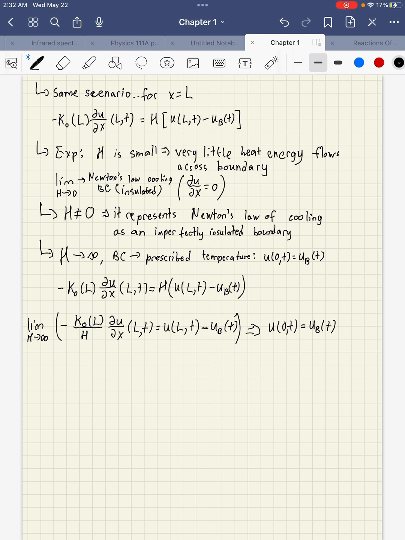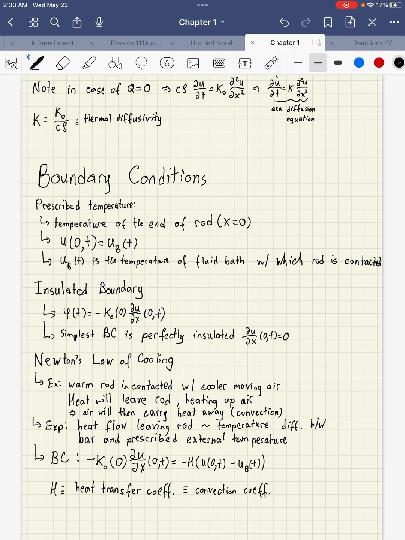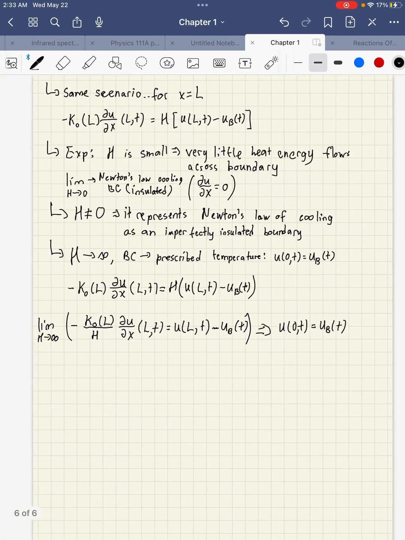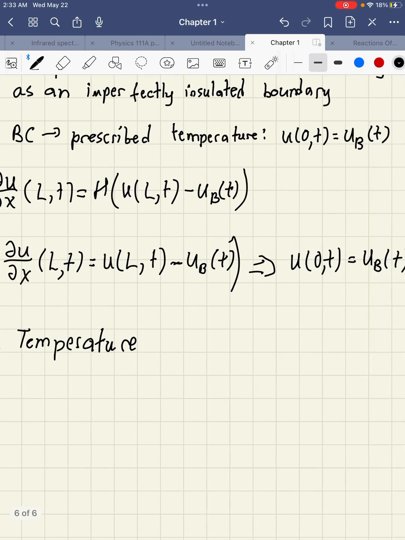Okay, so this is the condition that we are looking at when we put the rod within a fluid. There's a temperature difference between the fluid and the rod, and you expect a heat flow. Now let's say we are in equilibrium, the equilibrium temperature distribution.